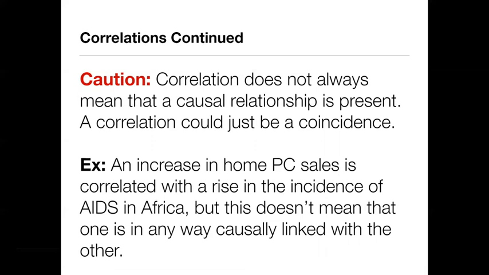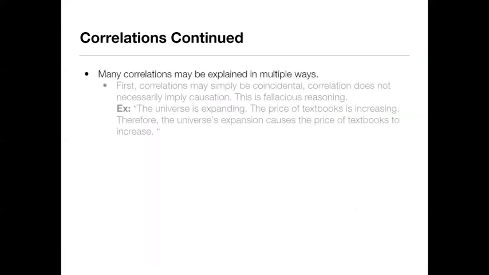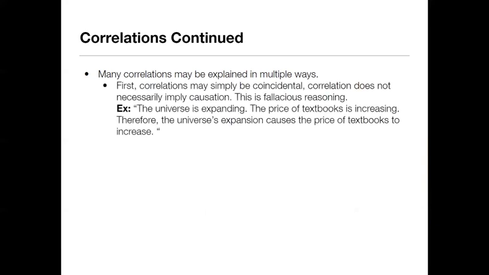Those don't seem to have any relationship, even though if we were to graph them over time, it would look like one causes the other when one doesn't cause the other, right? Many correlations may be explained in multiple ways, right? Sometimes correlations can be coincidental. Correlation does not necessarily imply causation. As we just mentioned, this is fallacious reasoning. So an example of that would be the universe is expanding, the price of textbooks is increasing, therefore the universe's expansion causes the price of textbooks to increase.